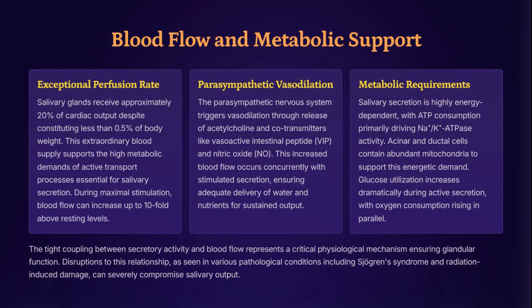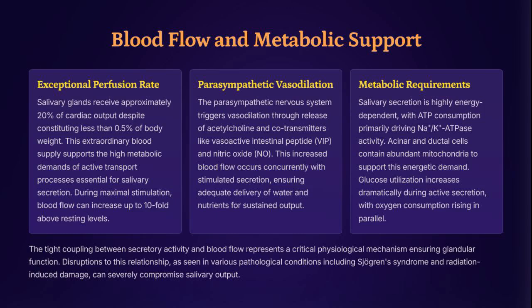When you start chewing or tasting food, parasympathetic nerves not only activate saliva production, but also cause vasodilation, which means the blood vessels widen to deliver more oxygen and glucose to the glands. This is supported by neurotransmitters like acetylcholine, VIP, and nitric oxide. The energy is used mainly to power the Na-K pump, which drives ion movement, and remember, ion movement is what pulls water into the saliva.